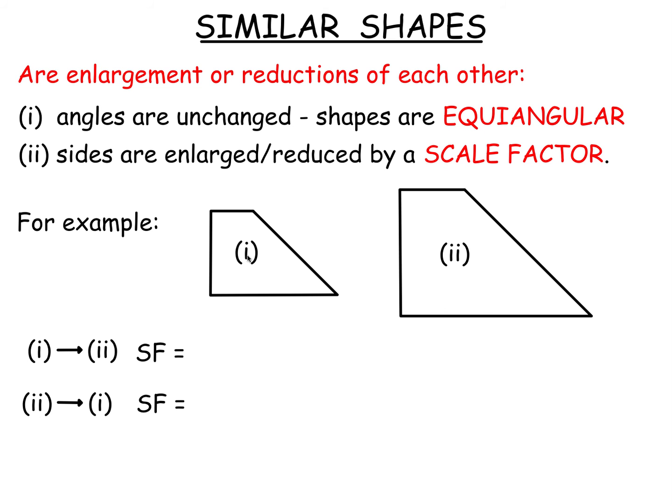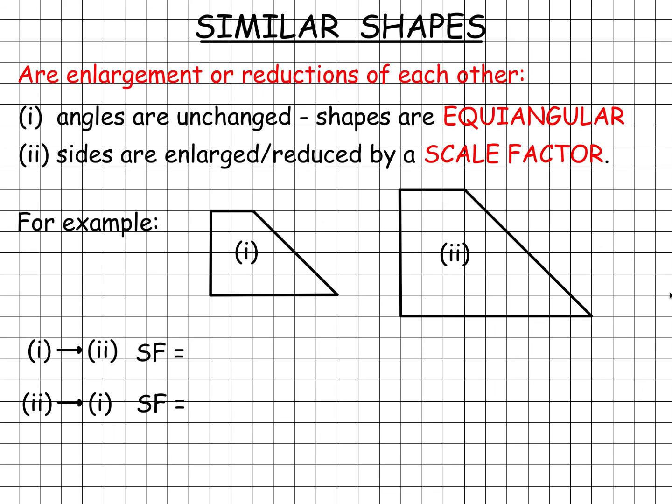So here shape 1 is enlarged to shape 2. If I put the grid on, 2 boxes along the top became 3 boxes along the top. So when moving from 1 to 2, 2's the image, 3 boxes, and 1's the original, 2 boxes. The scale factor is image 3 over original 2. It's a top-heavy fraction, an improper fraction. It's an enlargement.